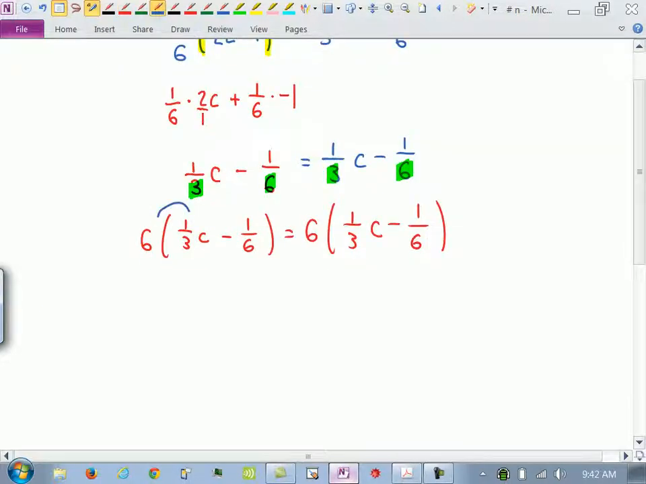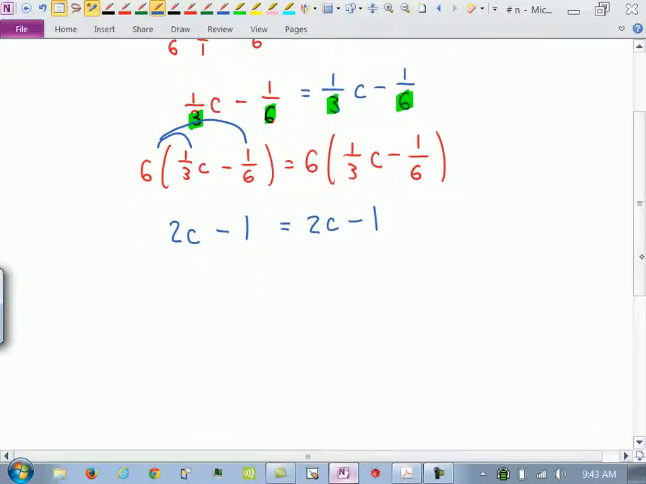What's 6 times 1/3 c? 6 times 1/3, 2c, right? 2c. What's 6 times -1/6? -1. See, I'm not showing that step, okay? 6 times 1/3 c, again, this is the exact same thing, isn't it? 2c minus 1.